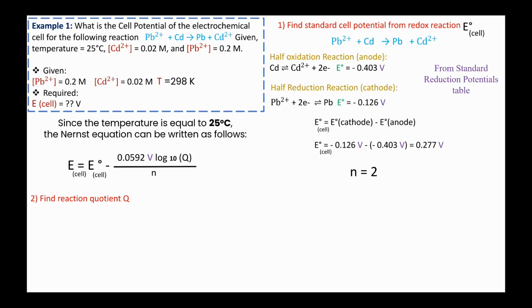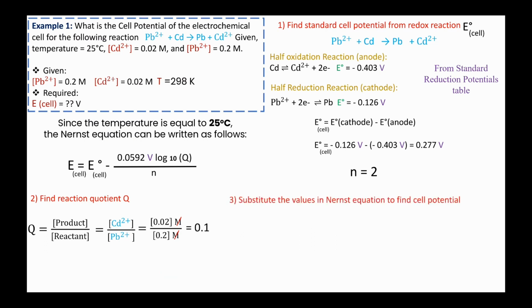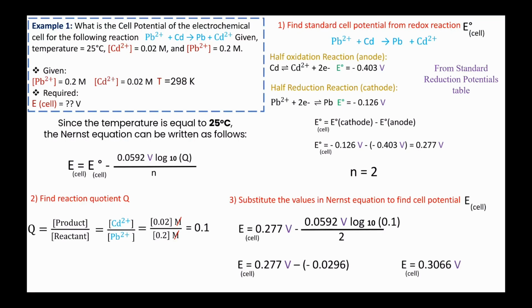The second step is to find the reaction quotient Q, the concentration of product over the concentration of reactant. That means cadmium ion over lead ion. 0.02 over 0.2 gives us 0.1. Since we have all the necessary values, now we can use the Nernst equation to find E cell. So the E cell will be 0.3066 volt.